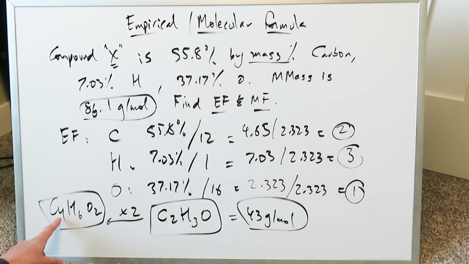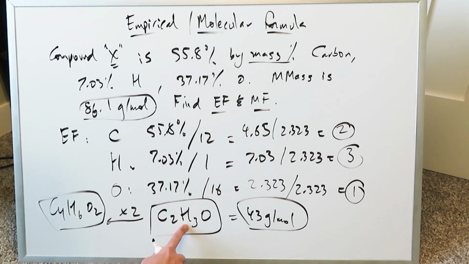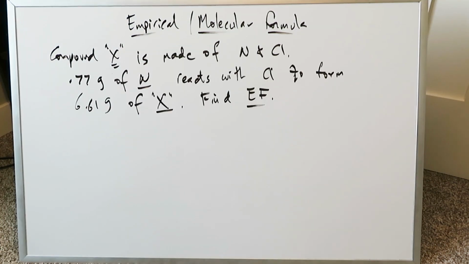This molecular formula for the compound X has 4 carbons, 6 hydrogens, and 2 oxygens. But in its most simplified empirical form, you have 2 carbons, 3 hydrogens, and 1 oxygen. This right here is your empirical formula. This right here is your molecular formula, and this question has been completed. Let's look at this question.